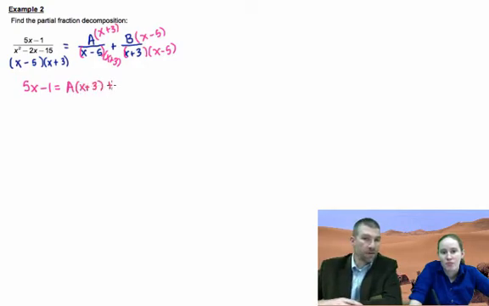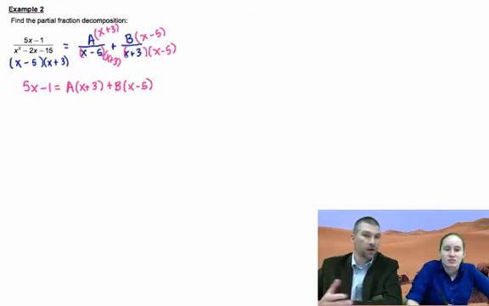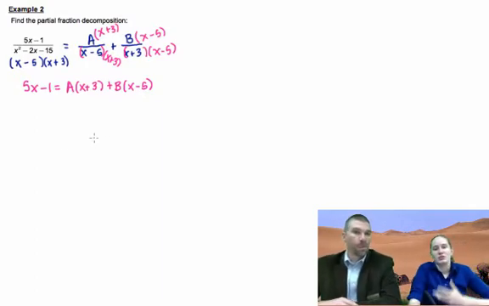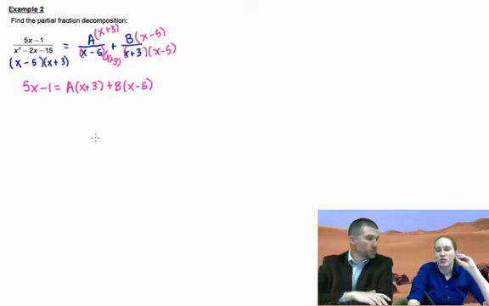So here we go, 5x minus 1. And I just rewrote there, what you go, our numerators. That's all the numerators are. So there you go. The first strategy we're going to use is we're going to pick values for x to plug in so that we can solve for a and b.